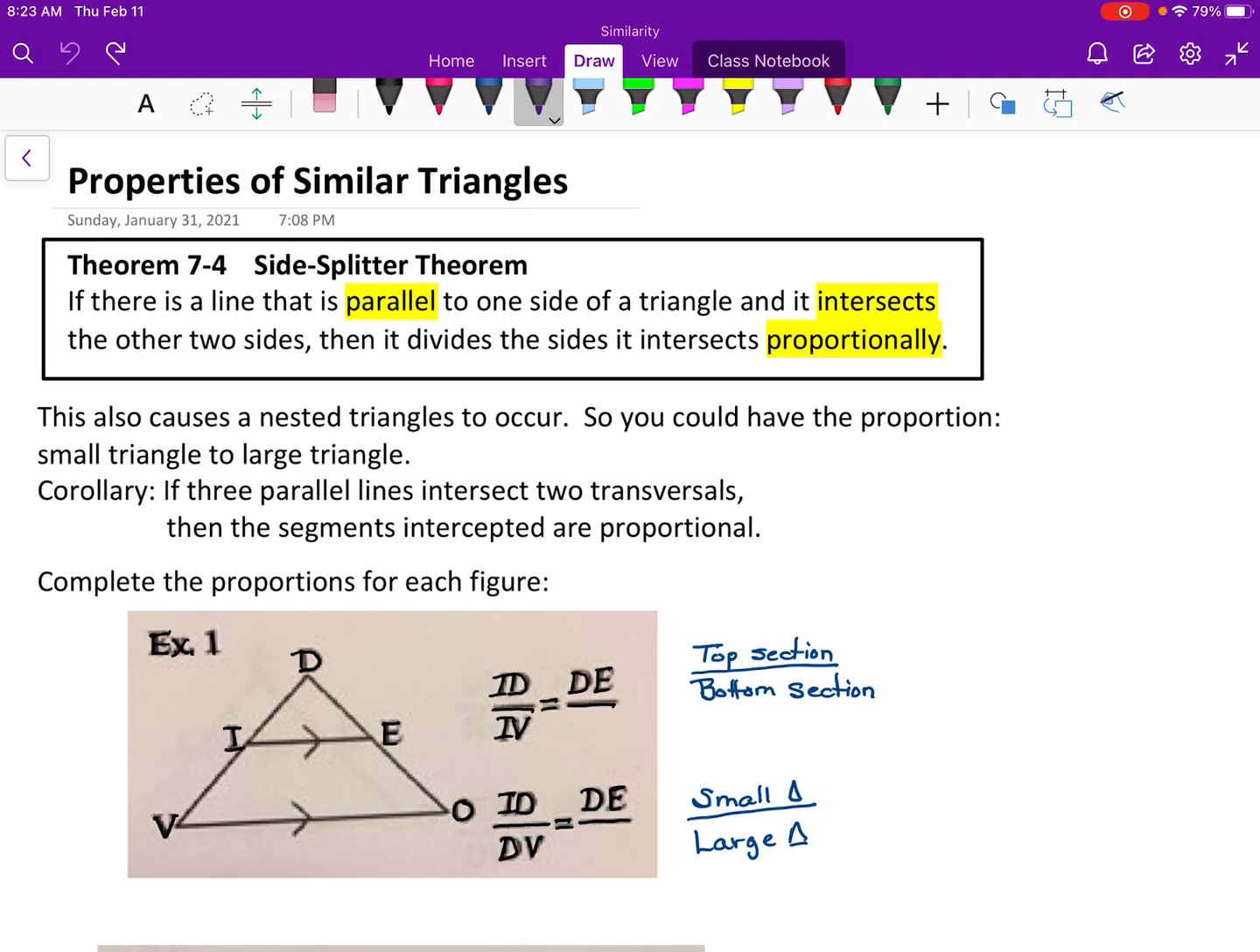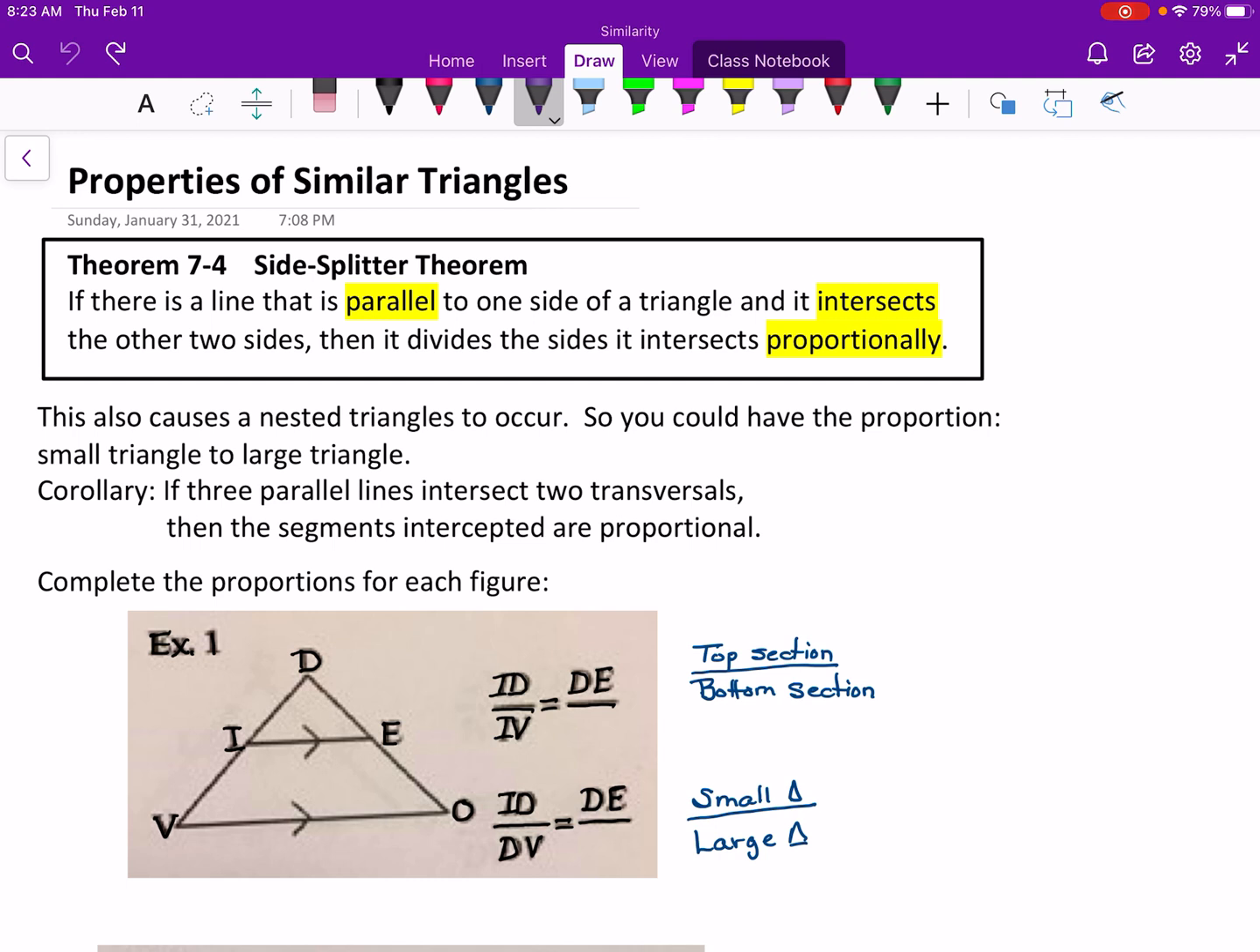This is our last unit in the study of similar polygons. We're going to look at some properties of similar triangles, some special cases, special things that might occur. This first one, Theorem 7.4, is commonly called the side splitter theorem.